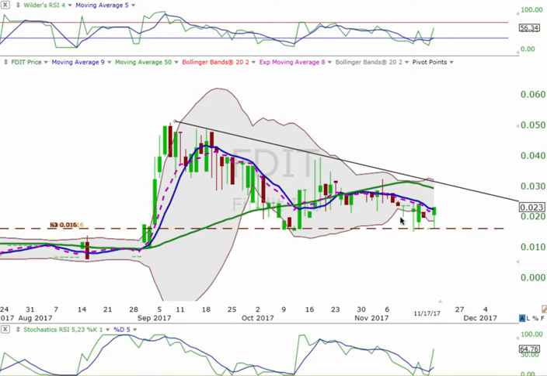This is the daily now in the Bollinger Band with the resistance right here. But all your indicators are really starting to point to the upside.